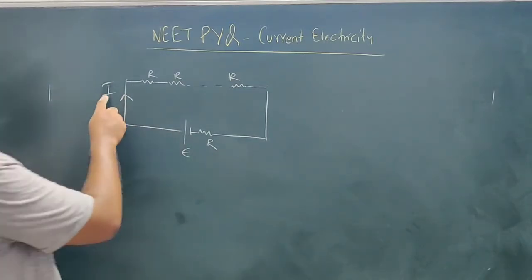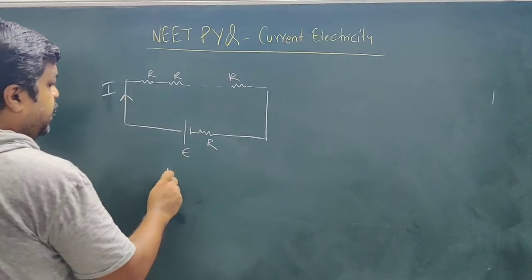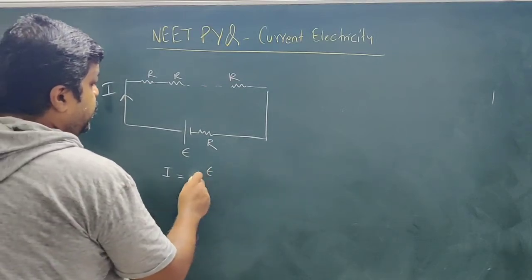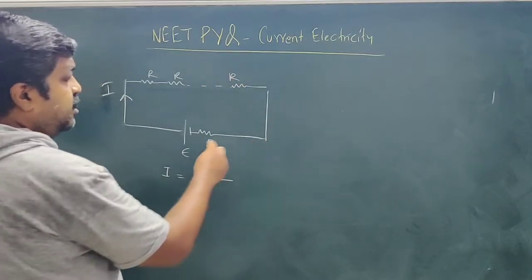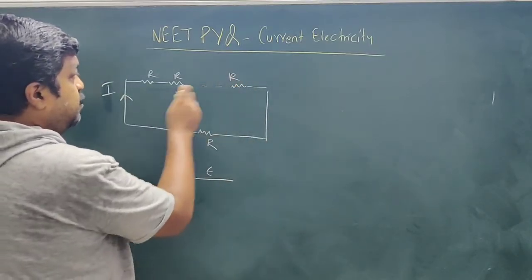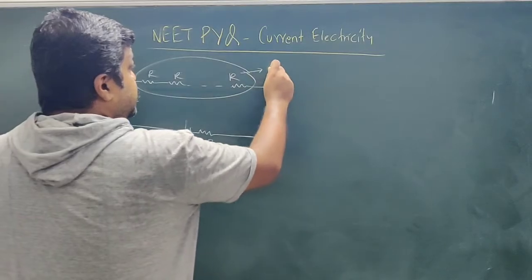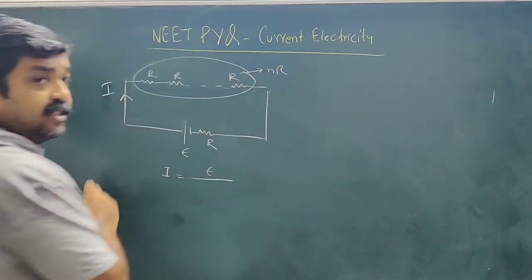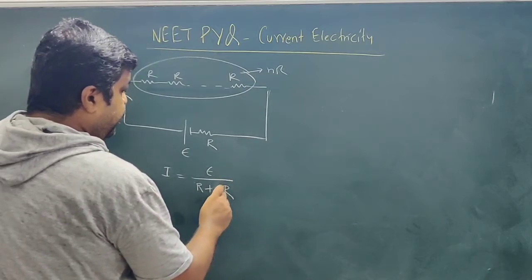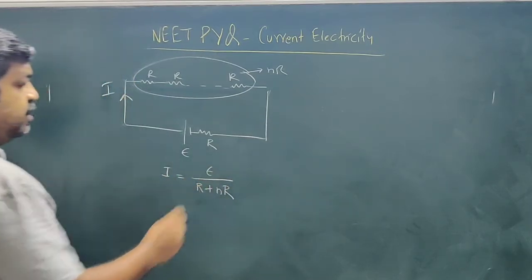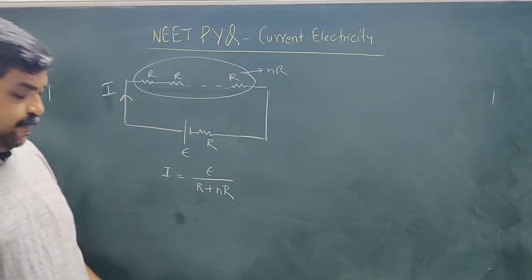So what is the relation between I and all these quantities? I will be equal to E. This is n resistances, so nR, and it is in series with the internal resistance. So the total effective resistance will be R plus nR. So I equal to E divided by R plus nR.